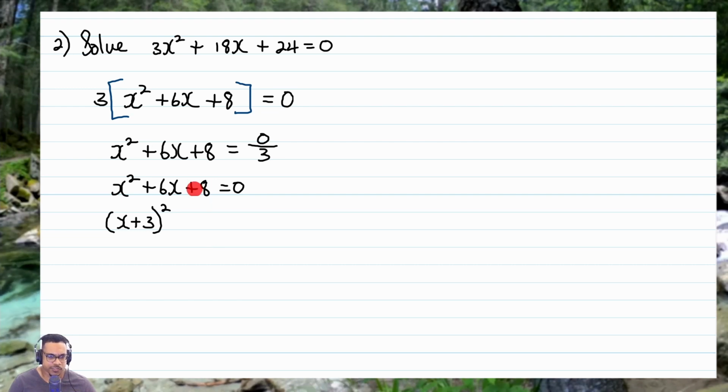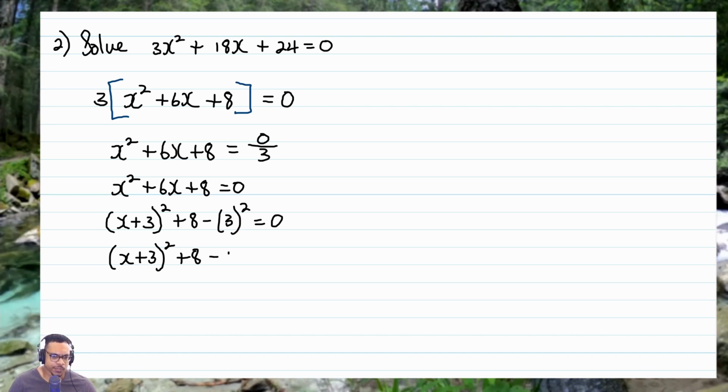I'll bring down this positive 8. And I'm always going to take away this number squared. So I'll get take away 3 squared, and that'll be equal to 0. So now I'll work out the 3 squared, which is 9. So I'll get take away 9 here, equals 0. And 8 take away 9 is negative 1. So I'll write my negative 1 here. Put this equal to 0.